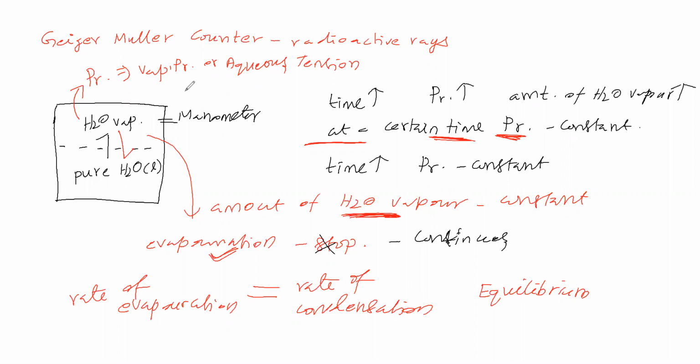Okay, so we now have an idea of what vapor pressure of water, or aqueous tension, is. This is called physical equilibrium, because here equilibrium is possible between liquid water and water vapor. That's why we call this a physical equilibrium.